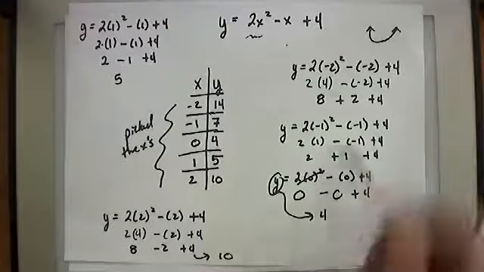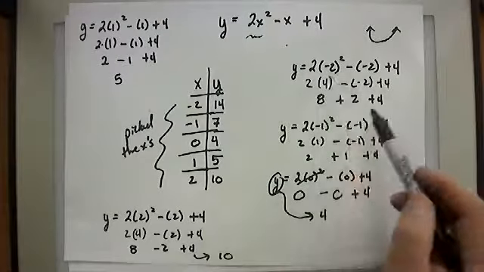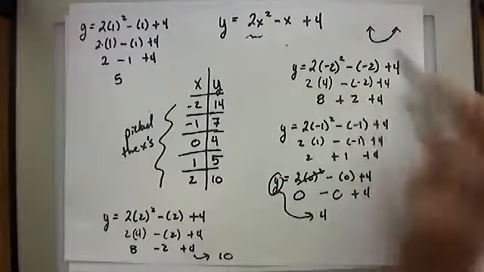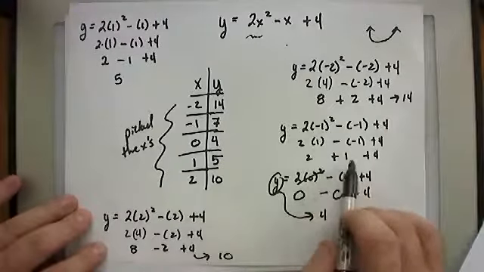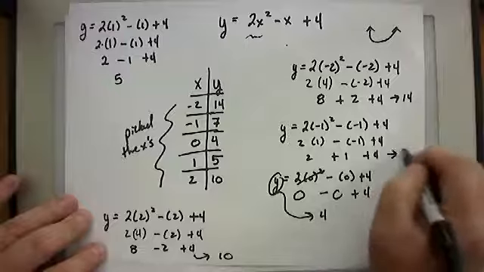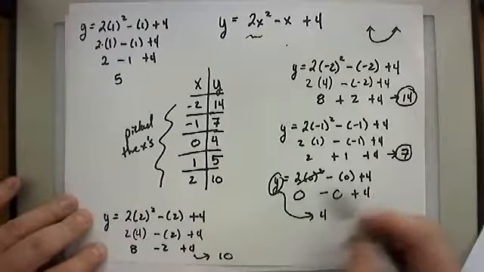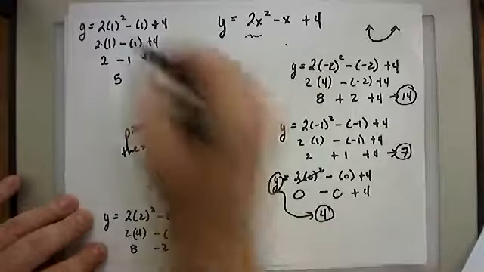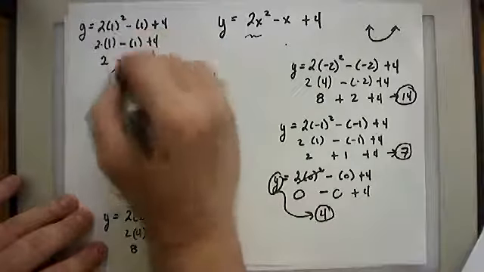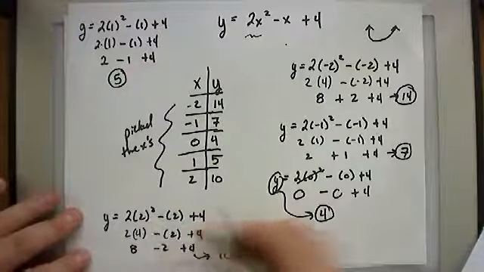Okay. We plugged in -2, got 8 plus 2, which is 10, plus 4, which was 14. We plugged in -1. We got 2 plus 1 plus 4, which was 7. We plugged in 0, and we got 4. We plugged in 1, and we got 5. We plugged in 2, and we got 10.